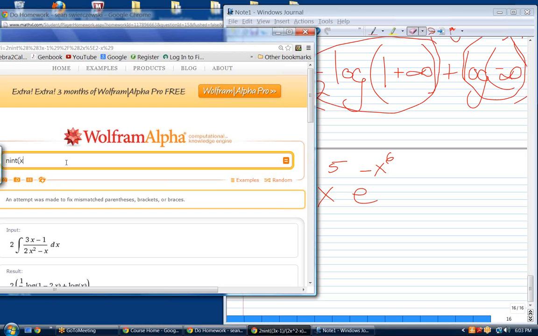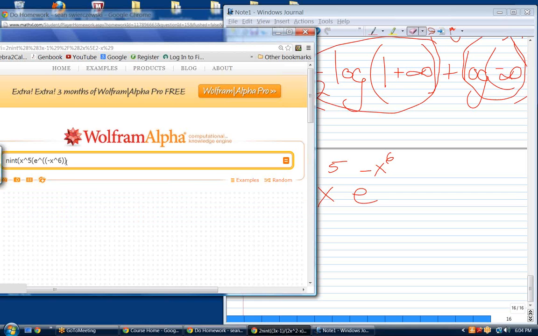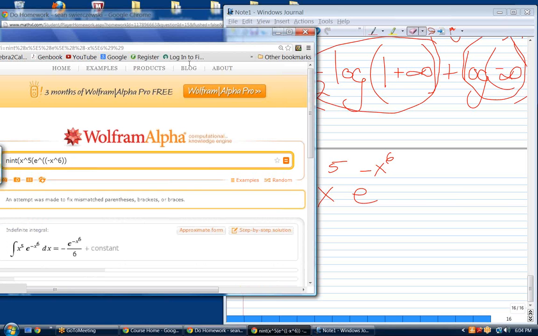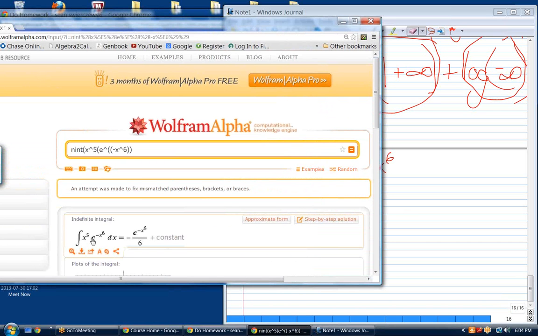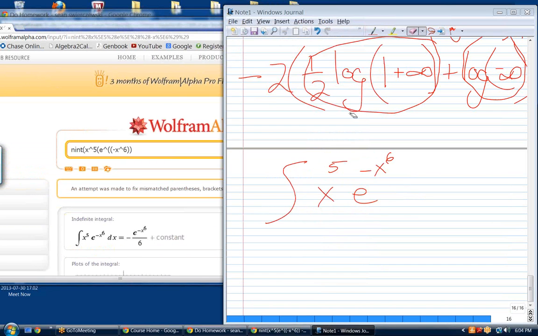X raised to the 5th times e raised to the minus x raised to the 6th. x to the 5th, e to the minus x to the 6th, so we end up with e to the minus x to the 6th over 6.